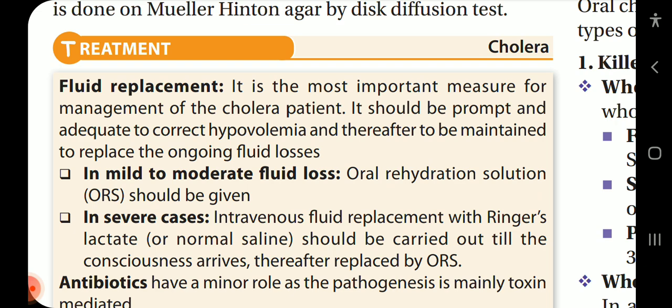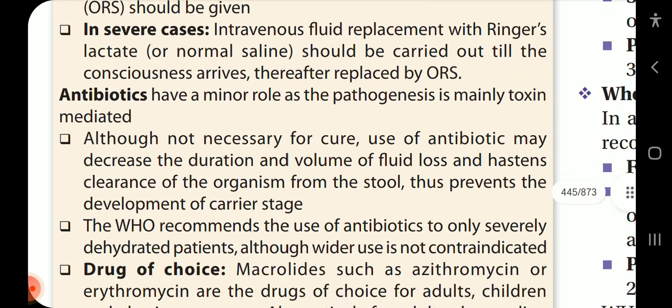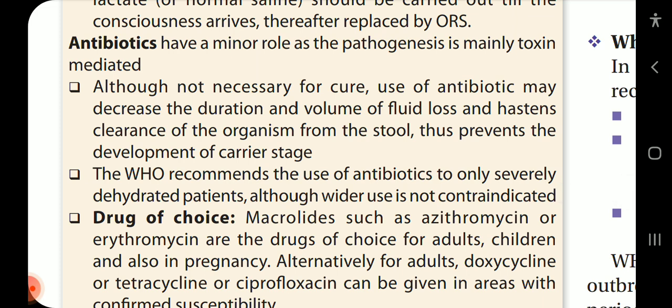In mild to moderate fluid loss, oral rehydration solution should be given. In severe cases, intravenous fluid replacement with Ringer's lactate or normal saline should be carried out till consciousness returns, thereafter replaced by ORS. Antibiotics have a minor role as the pathogenesis is mainly toxin mediated. Although not necessary for cure, use of antibiotics may decrease the duration and volume of fluid loss and hasten clearance of the organism from the stool, thus preventing the development of a carrier stage.